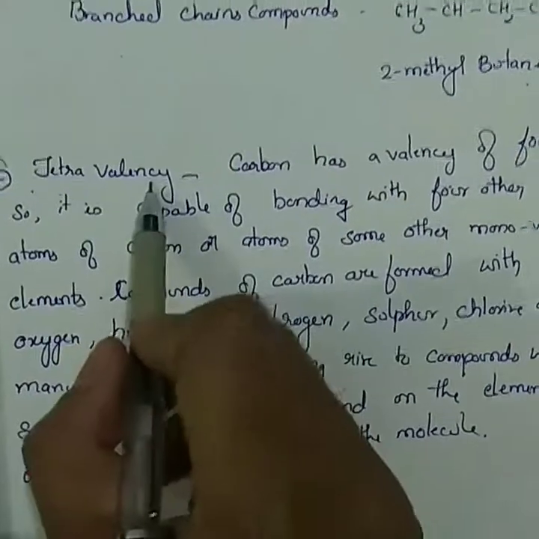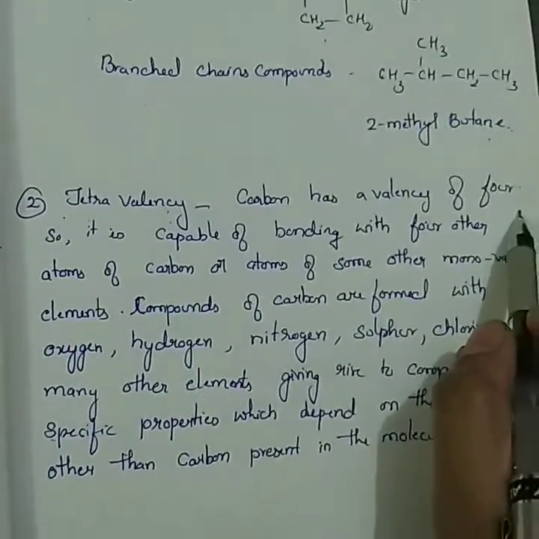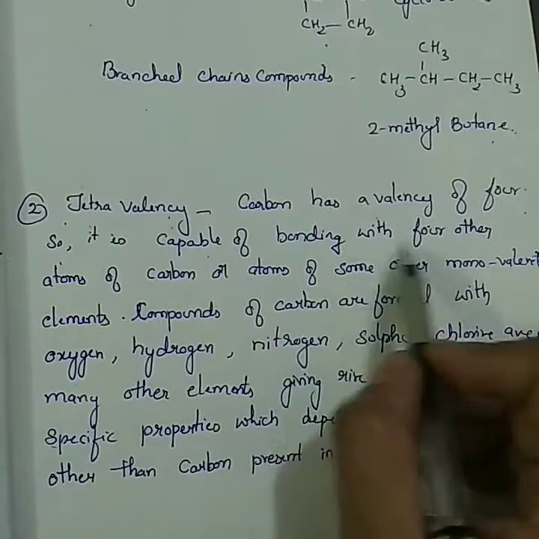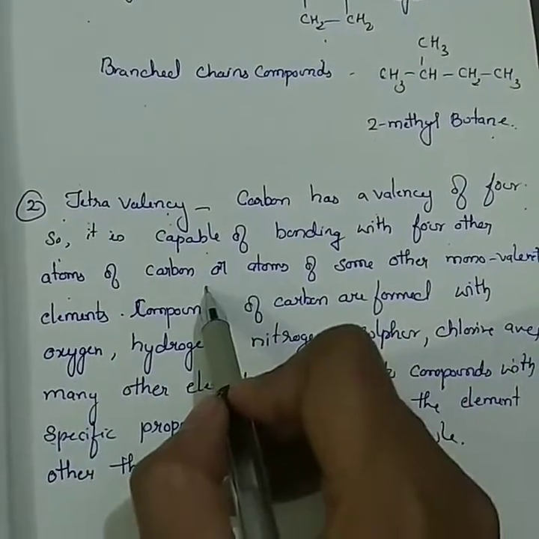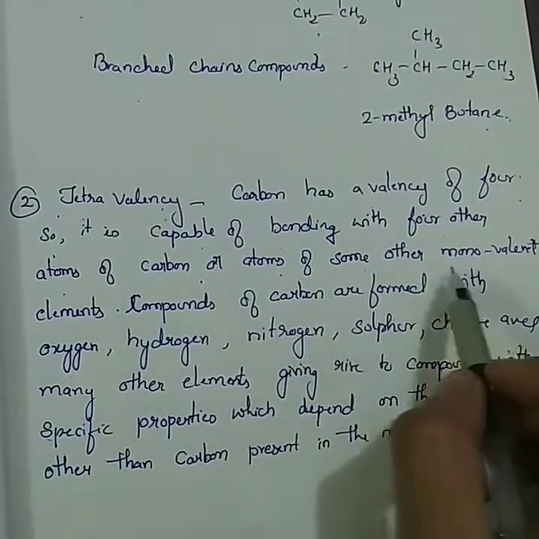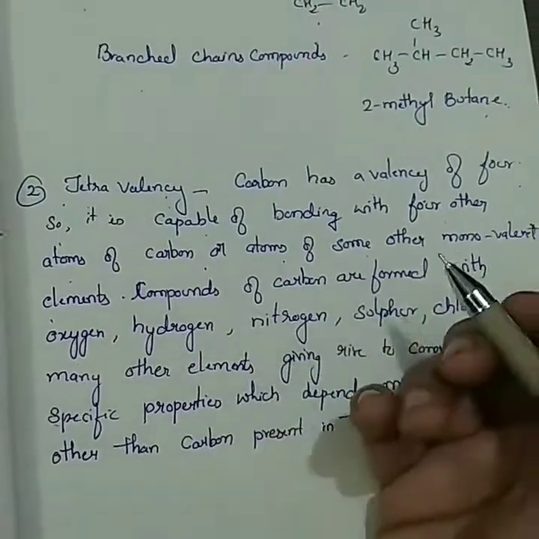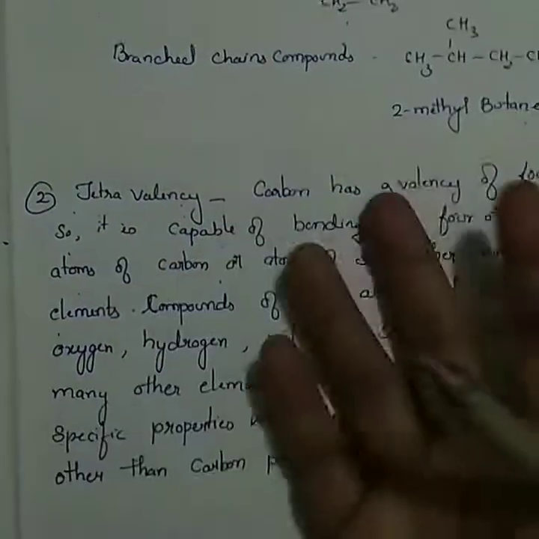Next, second, tetravalency. Its valency is 4. Carbon has a valency of 4. So it is capable of bonding with 4 other atoms of carbon. It can form 4 bonds with other carbon or atoms of some other monovalent element like hydrogen. It can form 4 bonds with hydrogen. It can form 4 bonds with chlorine. It can form 4 bonds with fluorine.